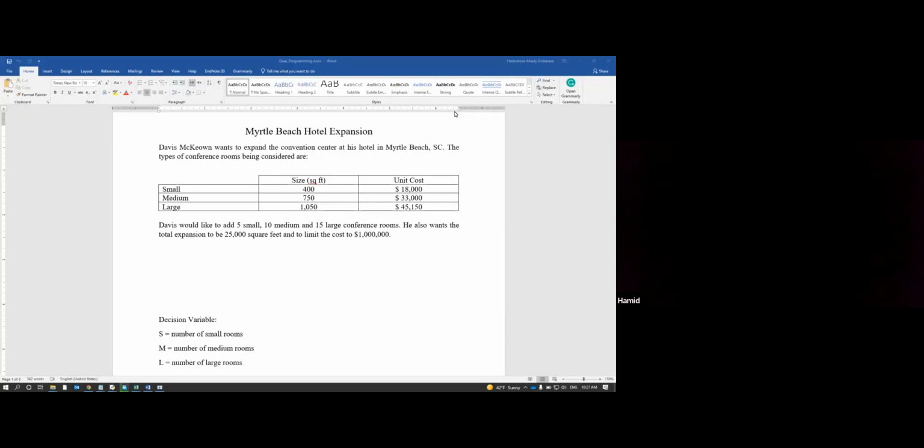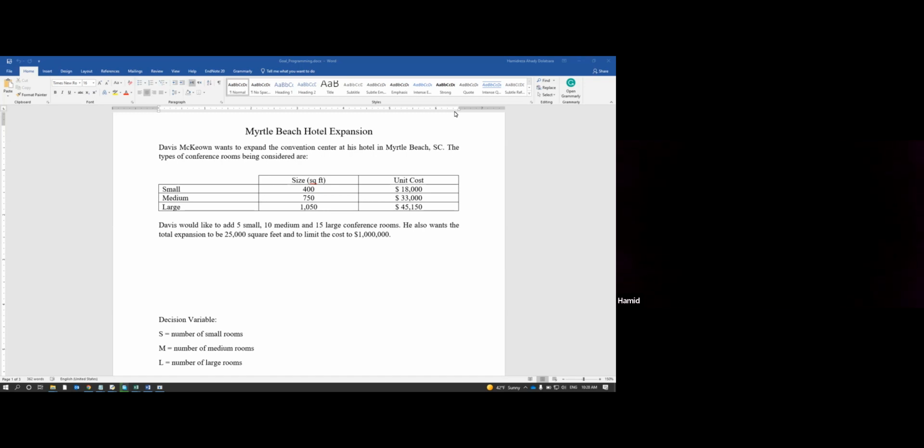Good morning, everyone. Today we talk about other applications of linear programming or prescriptive analytics. The first application is goal programming. It's for cases where you have multiple objectives, and sometimes your objectives contradict each other.